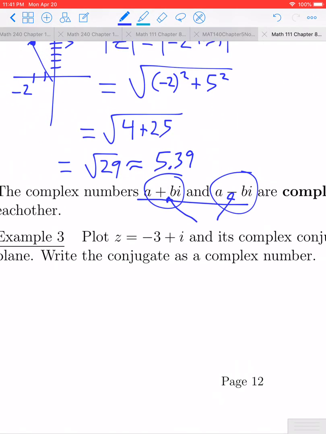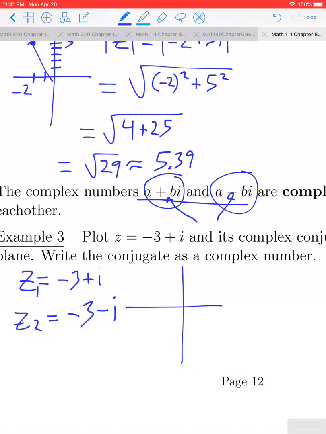In example 3, we are asked to find the complex conjugate of negative 3 plus i and plot both of them. So if z is negative 3 plus i, let's call that z1 maybe, then its complex conjugate would be nothing more than negative 3 minus i. We can plot both of these. Negative 3 and i would be here, and negative 3 and negative i would be here.